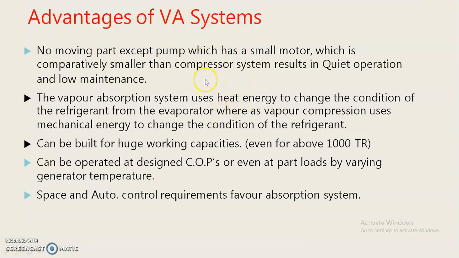In the next slide, we discuss the advantages of the vapor absorption system. As there are no moving parts in the system, the operation is quiet and there is very little wear. The vapor absorption system uses heat energy to change the condition of the refrigerant in the evaporator, whereas vapor compression uses mechanical energy. The working capacity of the vapor absorption system is above 1000 tons. It can be operated at the designed COP, even when varying the generator temperature. Also, space and automatic control requirements favor the absorption system.